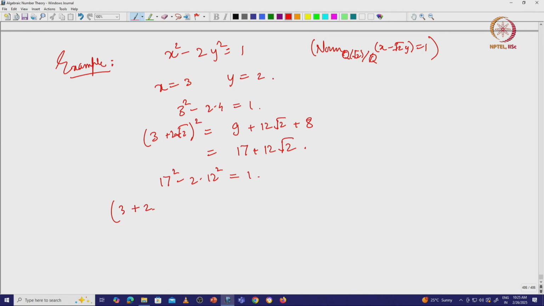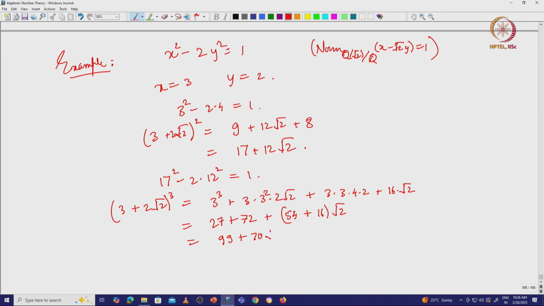You can write (3 plus 2 square root of 2) cubed. Maybe I will do this particular one explicitly for you. So, this is 3 cubed plus 3 into 3 squared into 2 square root of 2, plus 3 into 3 into the square of this, so 4 times 2, plus the cube of this, so 8 into 2, 16 square root of 2. So, this is 27 plus 72 plus 54 plus 16 square root of 2. So, this is 99 plus 70 square root of 2, right. So, this is another solution. So, 99 squared minus 2 times 70 squared is equal to 1.